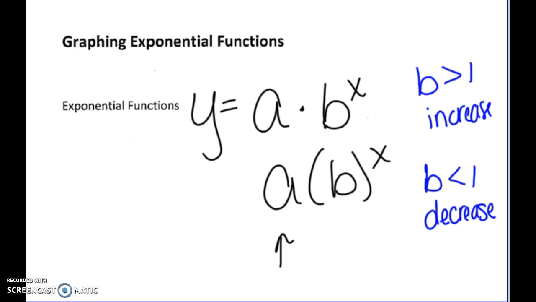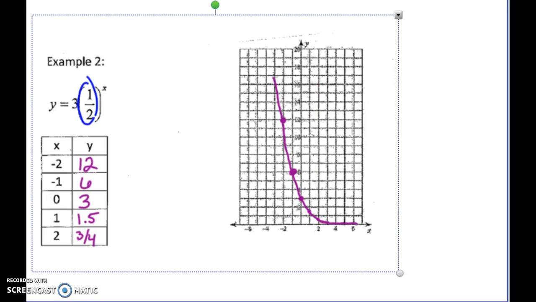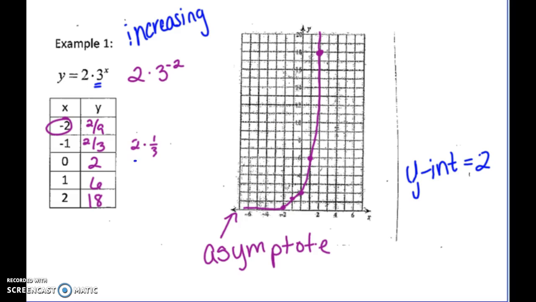Okay? One more thing. I want you to notice on the first example, the y-intercept. So look at it and pick out the y-intercept for me. I see a y-intercept of 2. And on the second graph, pick out the y-intercept again. I should have gotten a y-intercept of 3. So looking at the table, that's where x equals 0. And looking at this other table, it's where x equals 0. That always ends up being your y-intercept.